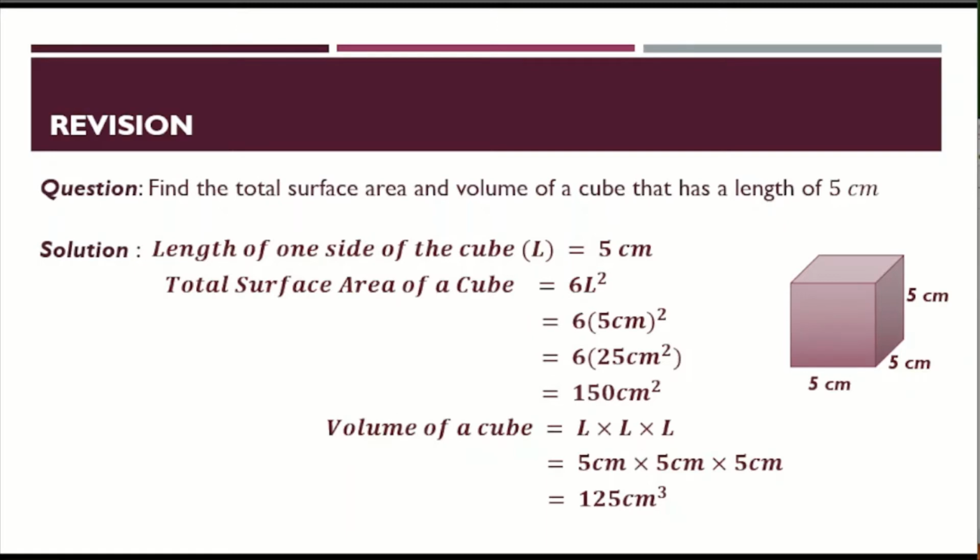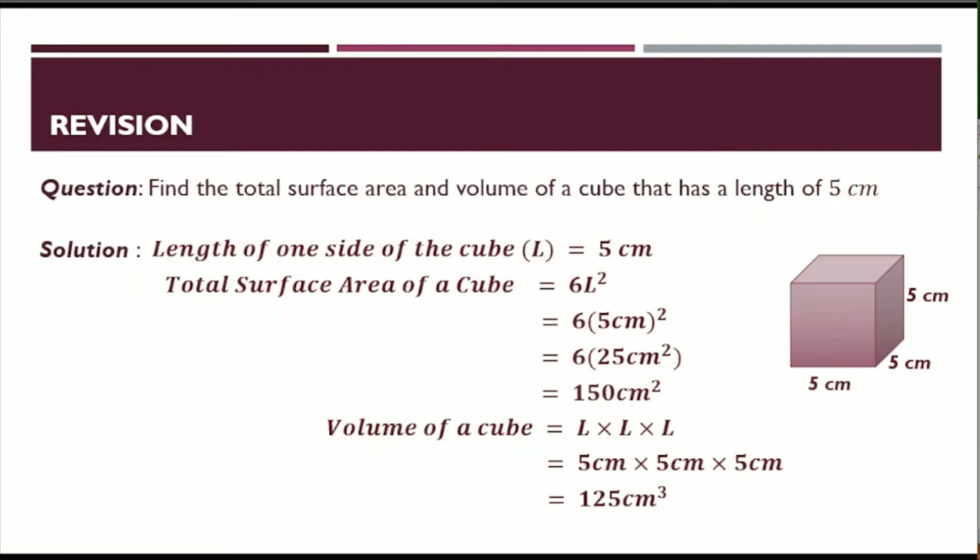So in substituting the length, which is 5 centimeters, we have 5 squared, that gives us 25 centimeters squared. Then we multiply it by 6, and that gives us 150 centimeters squared, or squared centimeters, and that is the total surface area of the cube.